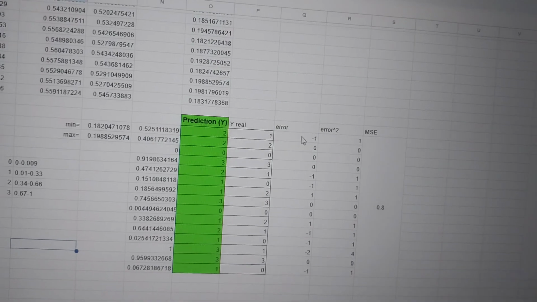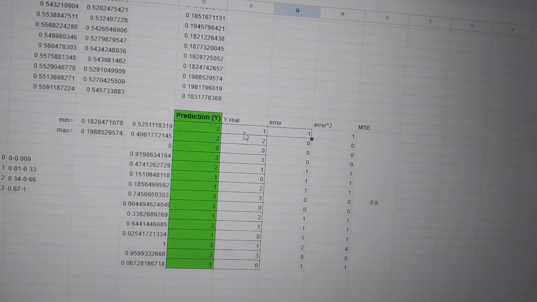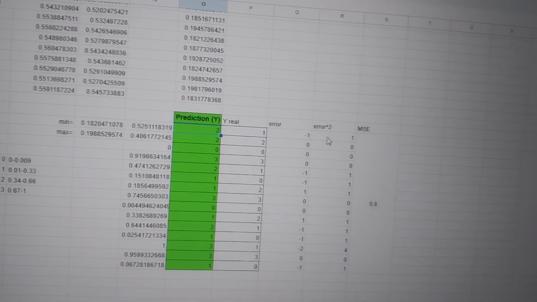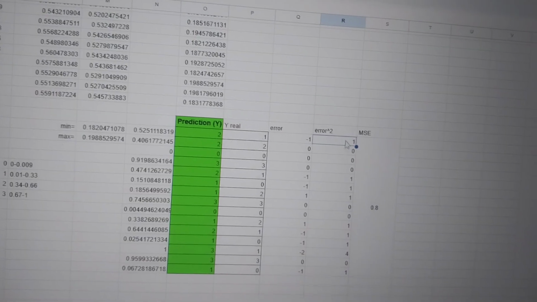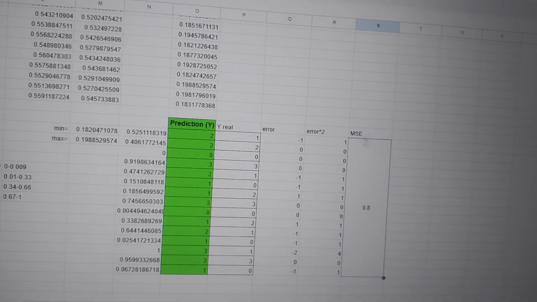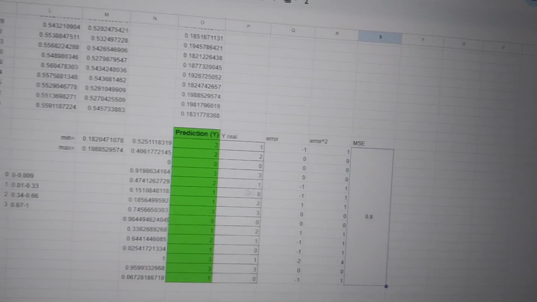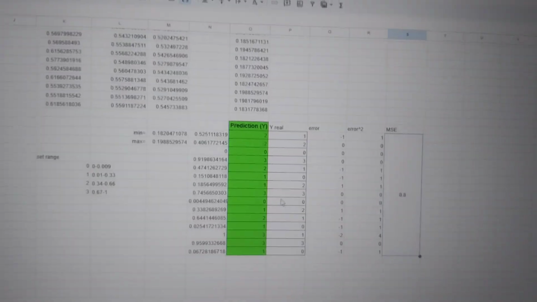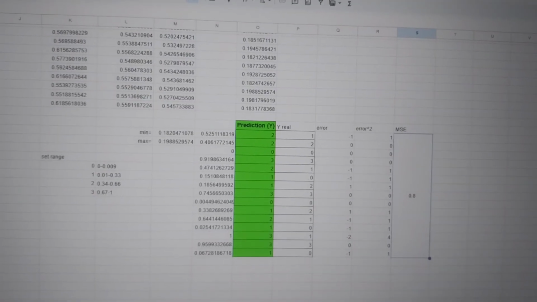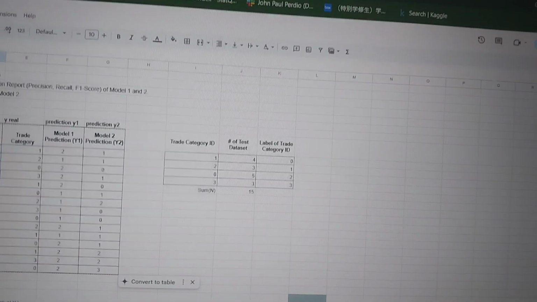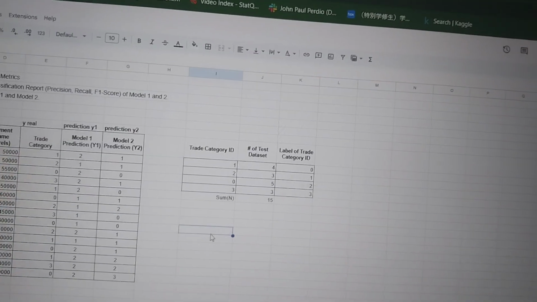And then we calculate the error, which is Y real minus the prediction, and then error squared, and then calculate the MSE, or the average of this. So that is my MLP for this exam. And next is the model evaluation.